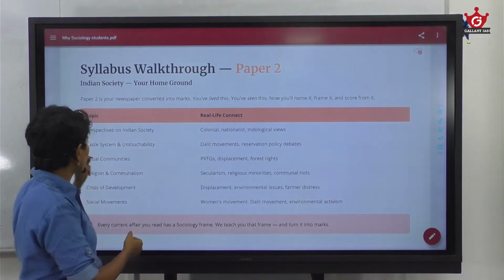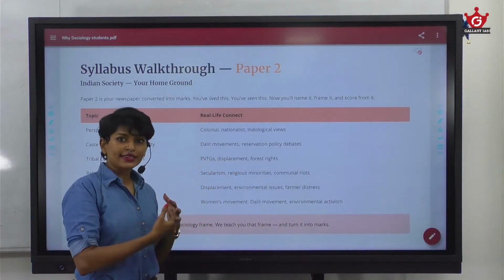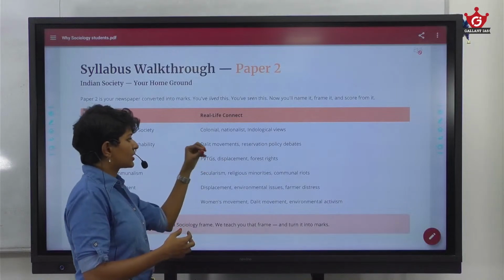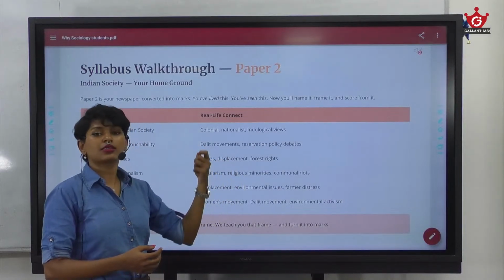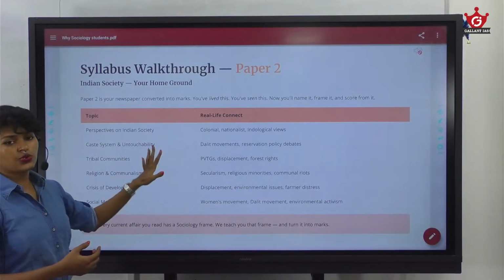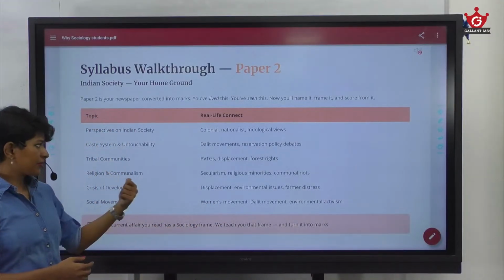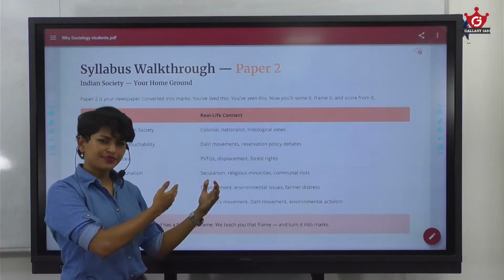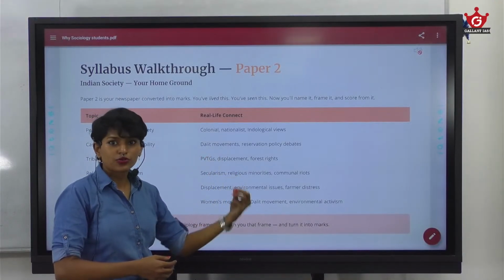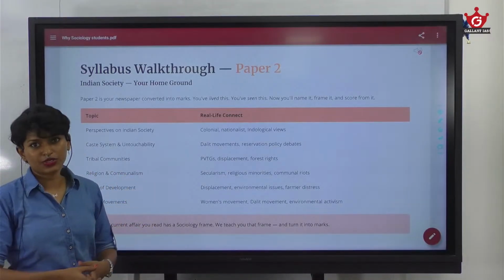Then moving on to caste system and untouchability. You would be saying you can connect, as I told you, it's an overlap of different GS papers you are learning. So you can think about the reservation policy debates, and you have learned about different movements like Dalit movements. So you would be very much able to relate with paper 2. Then tribal communities. When you learn about PVTGs in polity, or displacement, or forest rights, all this comes when you are actually learning this module, tribal communities.